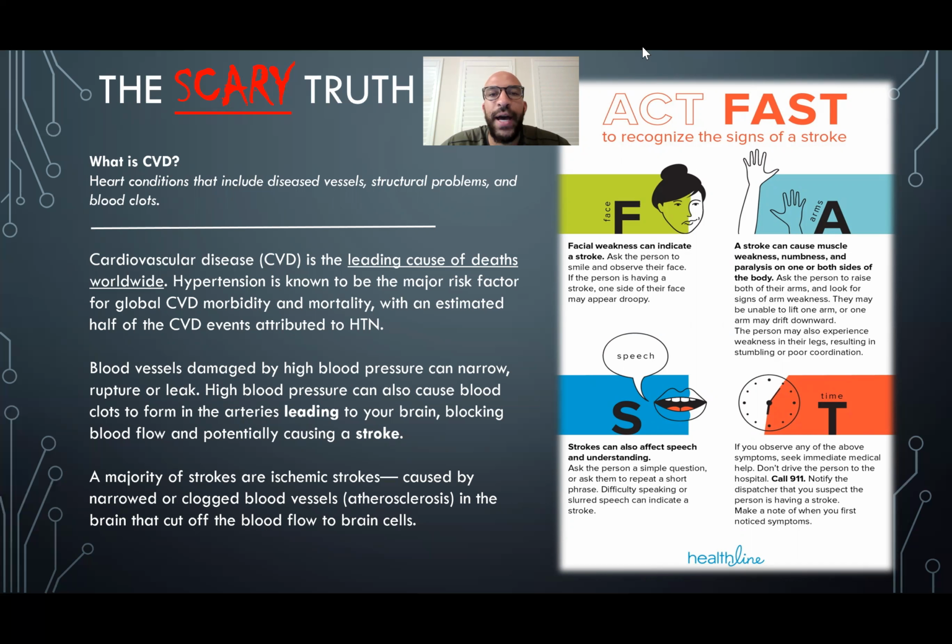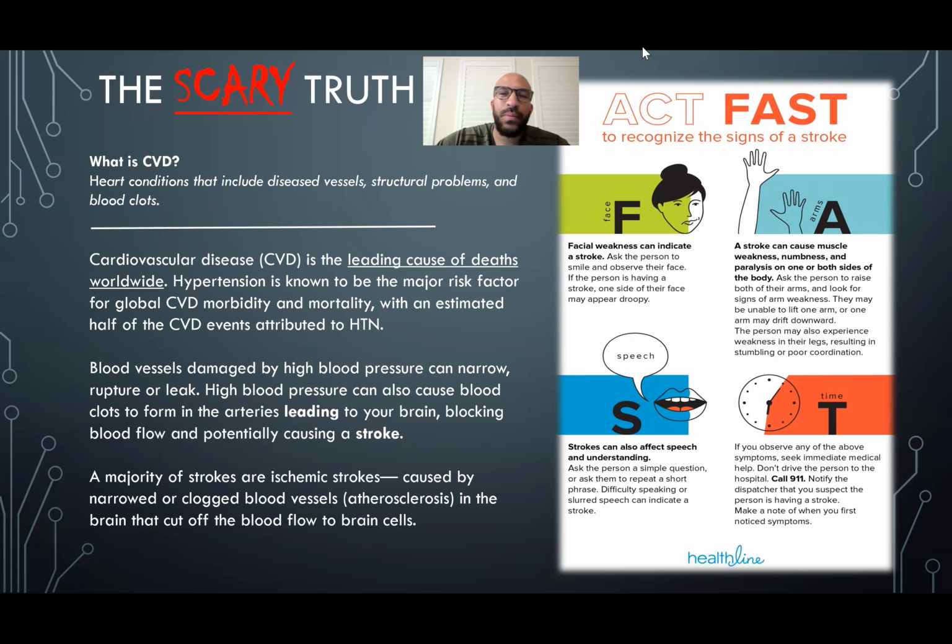And what happens in cardiovascular disease is the blood vessels, as I showed you in the beginning of the presentation, become damaged by the high blood pressure, and they narrow because of the plaque buildup. Remember, I talked about that big word, atherosclerosis, and all of that blocks the blood flow, which potentially can cause a stroke. Now, a large majority of strokes are caused by narrowed or clogged blood vessels. The ones in the brain are very small, blood flow ceases to the brain, and that's what causes a stroke.